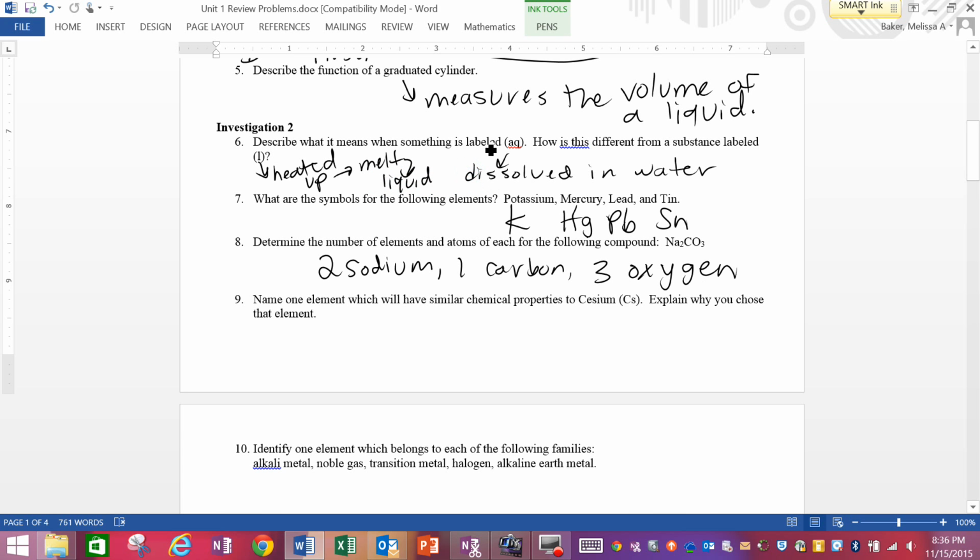Number 9, name any element that has similar properties to cesium. So you could choose anything else in group 1A, since cesium is in group 1A. So anything in that first column. So things like lithium, sodium, potassium, rubidium, francium. And for the explanation, you would say they are all alkali metals.